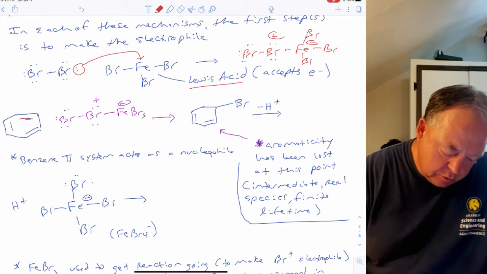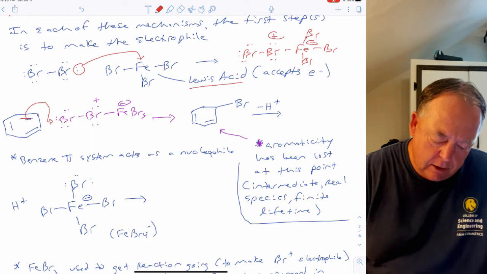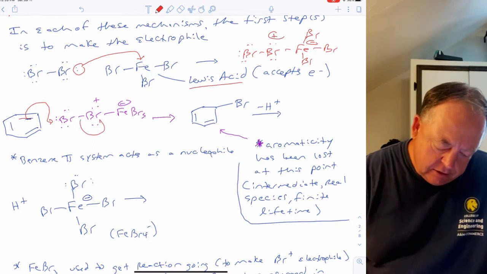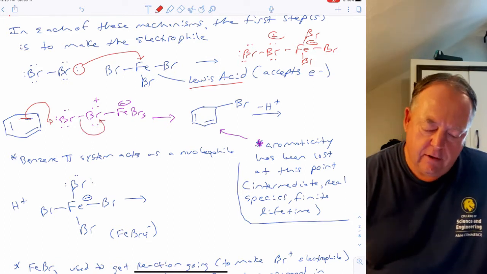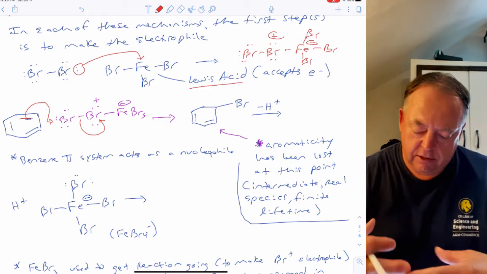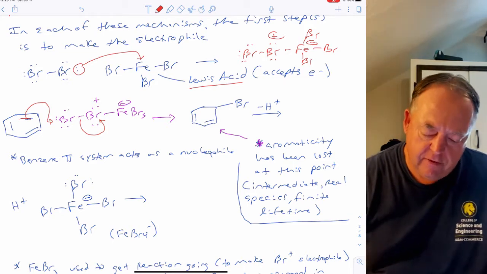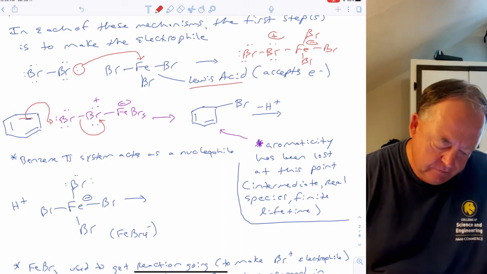So what we're going to do is take one of the pi bonds, take those 2 electrons and make a bond to bromine, and then this is going to leave, so you're going to have FeBr4 minus as a side product initially, and then as we'll see later, you get your FeBr3 back at the end of the reaction.